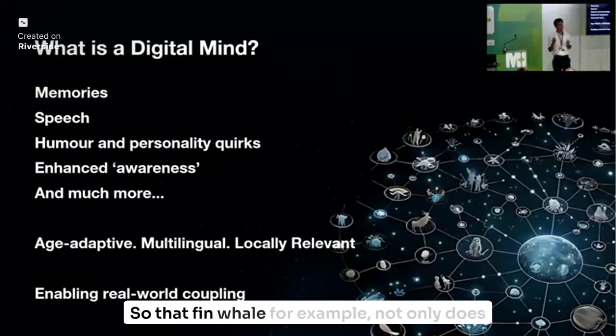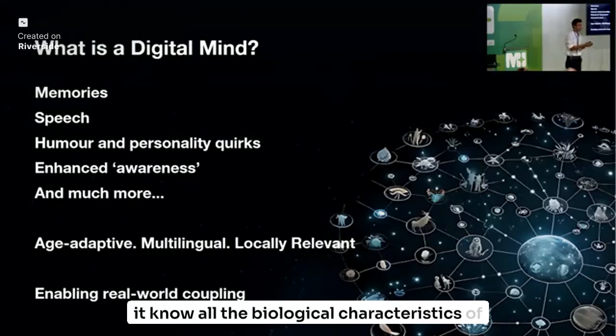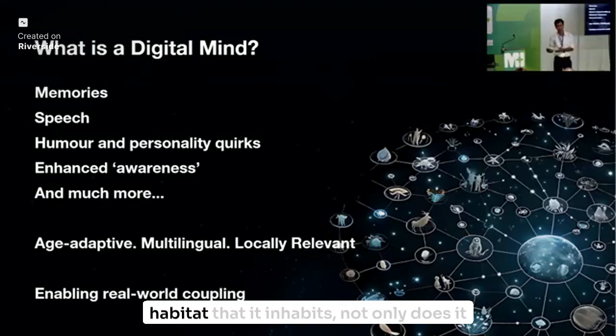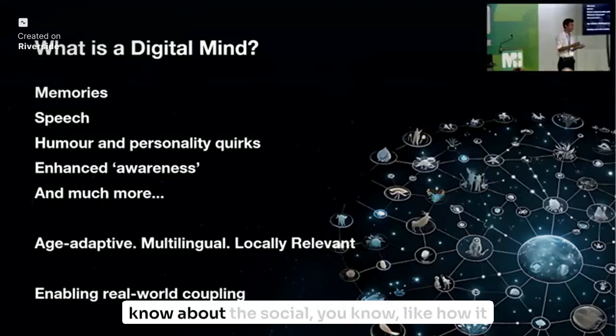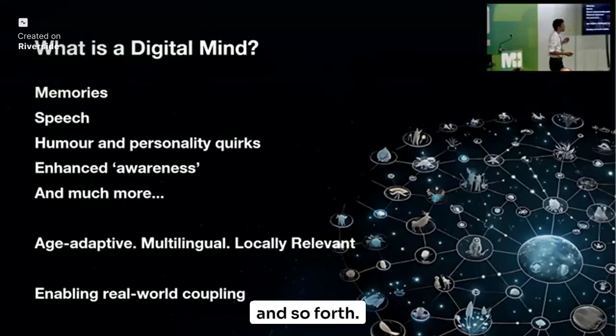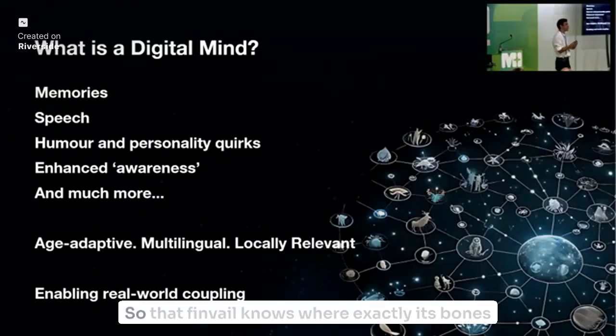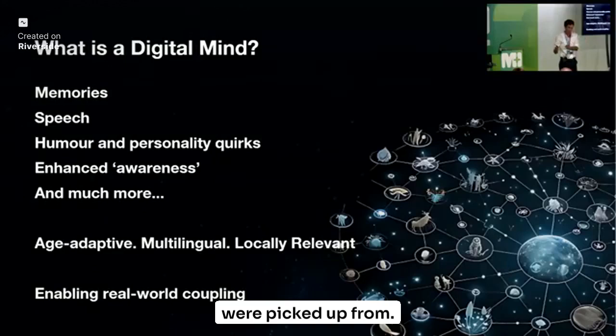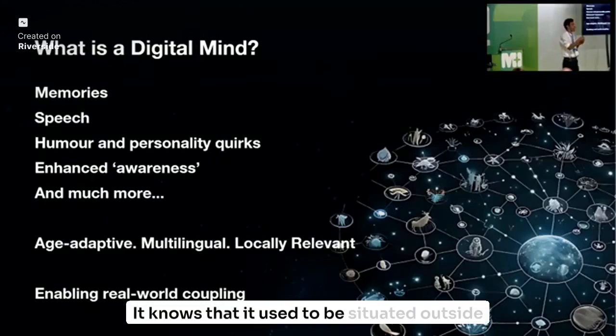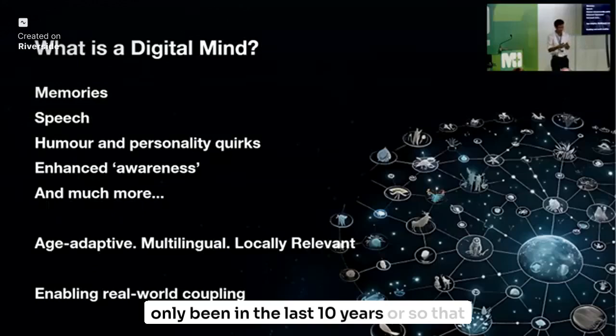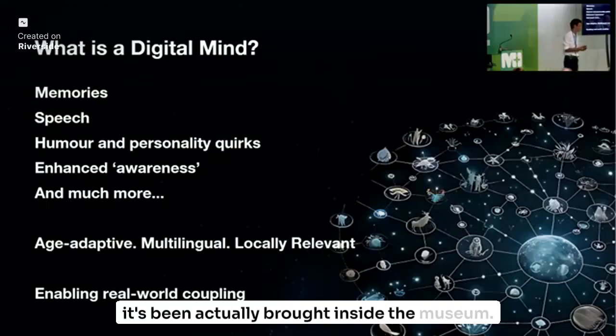So that fin whale, for example, not only does it know all the biological characteristics of a fin whale, not only does it know about the habitat that it inhabits, not only does it know about the social side, like how it socializes with other fin whales and so on and so forth, it has memories of its own. So that fin whale knows where exactly its bones were picked up from. It knows that it used to be situated outside of the museum for a very long time, and it's only been in the last 10 years or so that it's been actually brought inside the museum.